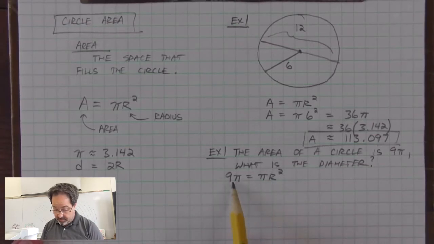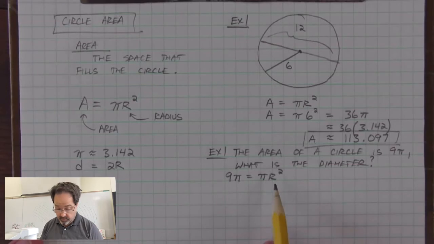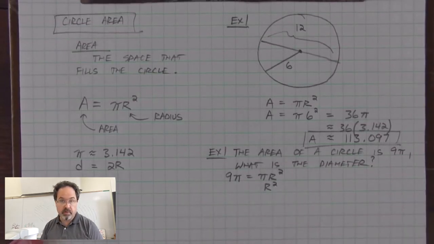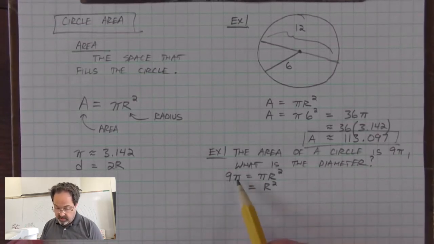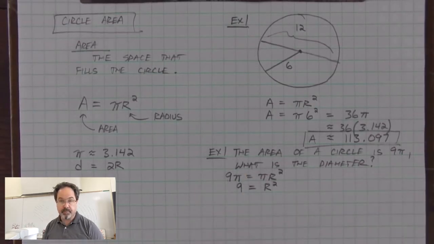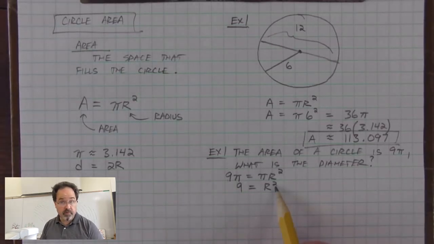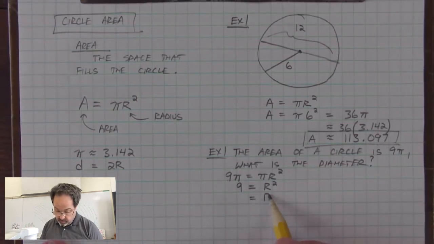First thing I'm going to do is divide both sides by pi. Pi times r squared divided by pi will cancel out the pi's, leaving r squared. And on the other side, 9 times pi divided by pi will cancel out the pi, leaving just 9. I can undo the square with the inverse of squaring, which is square root. So if I square root both sides, I will get r by itself. And if I take the square root of 9, I get 3.